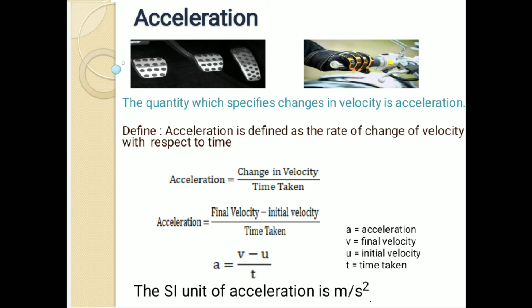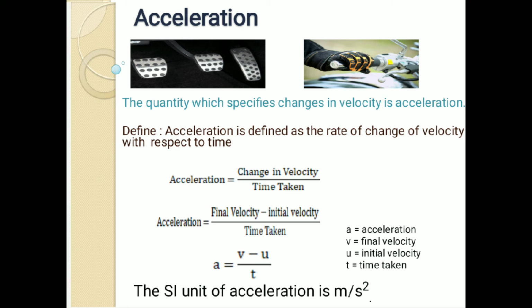Next, these are the two sums you can practice. Next concept is acceleration. Sometimes an object changes its velocity, and that we call acceleration. Here I have given two pictures, that is the accelerator. We can call it the accelerator of a car, the accelerator of a bike. What is the use of that accelerator? We can increase the speed or decrease the speed. An object moving in some direction, we call that velocity.